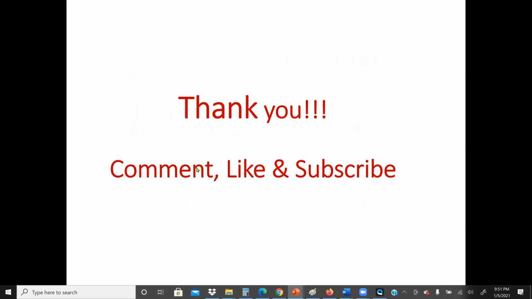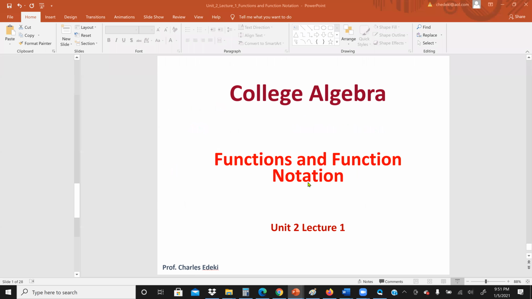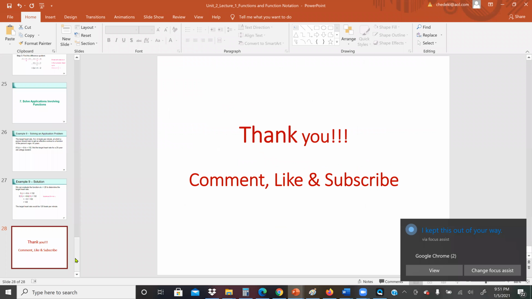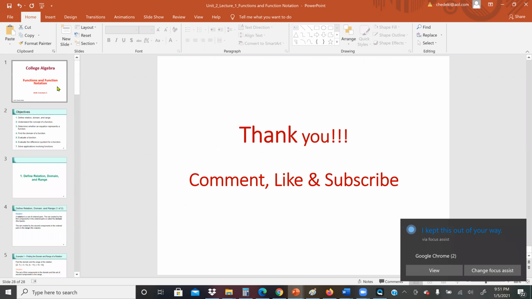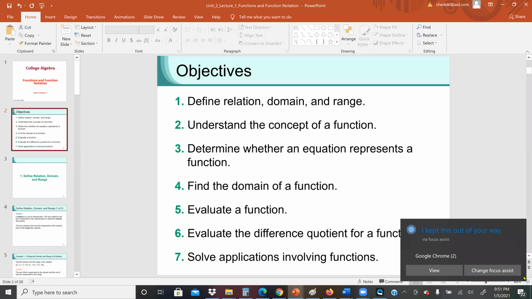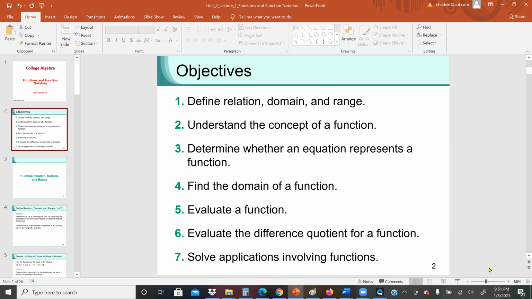So again, this will be the conclusion of our lectures. In these lectures, we focused on what a function is, how we can determine a function, and we also went through the domain, range, relation, etc.